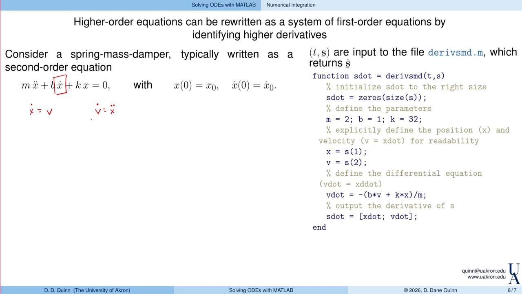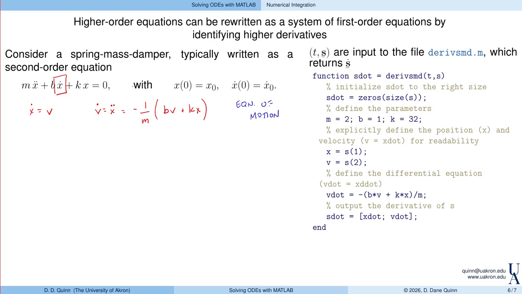And this now comes from the equation of motion, right? So let's solve this equation of motion for x double dot, right? Essentially, we get minus 1 over m times b times x dot, but x dot was equal to v, plus k times x. Right, so again, this comes from the equation of motion. And by identifying these higher derivatives, we can write this as a system of equations, right? Because x dot is equal to v, v dot is equal to this term on the right.